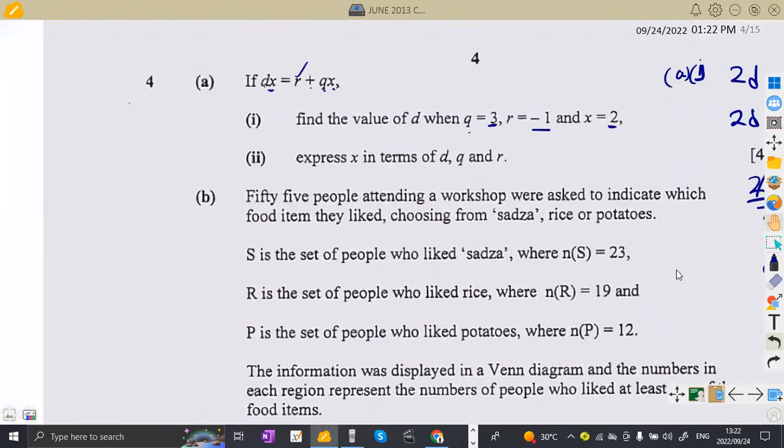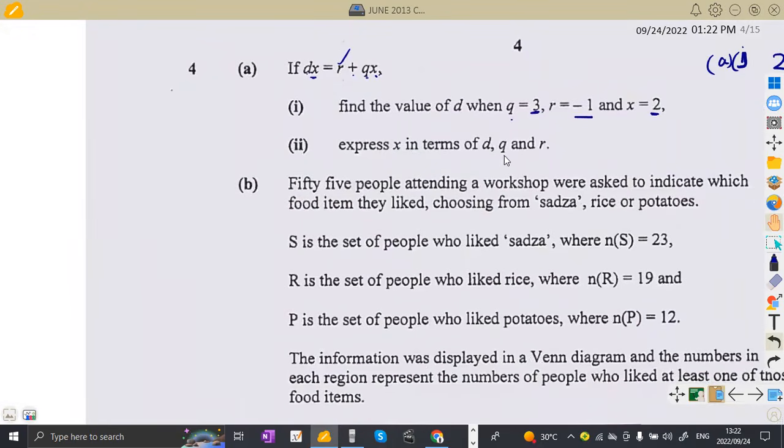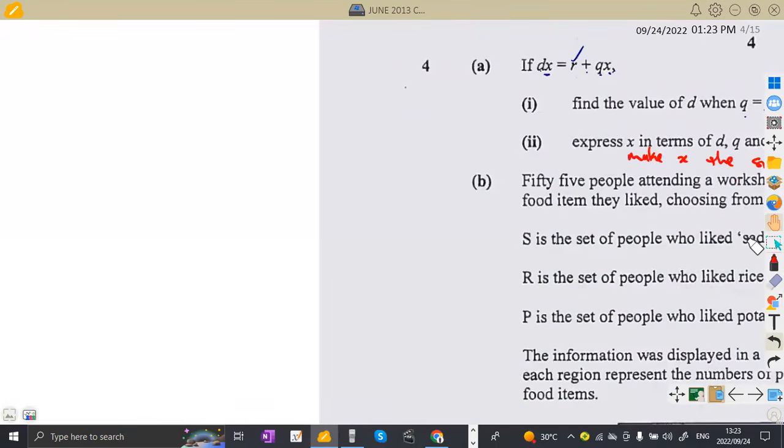Okay, then on the other part of the question, we are now to express x in terms of d, q, and r. That is, make x the subject. That is what they are trying to say here. So how are we going to make x the subject of the formula in this case? We just have to analyze the equation that you are given. Remember, let's just have it here. This is item 2. We have got dx, which is equivalent to r plus qx.